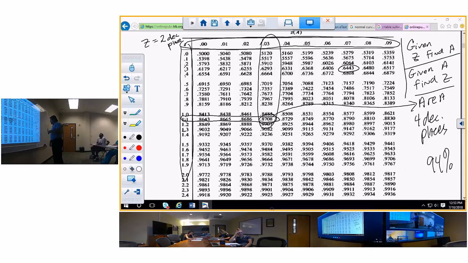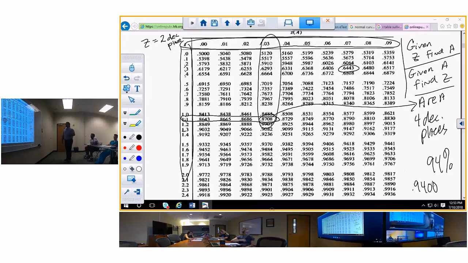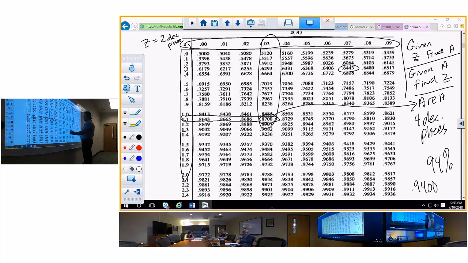Now what if they say, find the area of 94%? Well, what's 94% as a decimal? 0.9400. So find 0.9400. Well, wait a minute. It's between 0.9394 and 0.9406. So what's the deal? It's between the two, isn't it? Because both of them are 6 away. 6 from here makes 0.9400. So it's right in the middle. So that's going to be 1.5 plus 0.055 because it's halfway between.